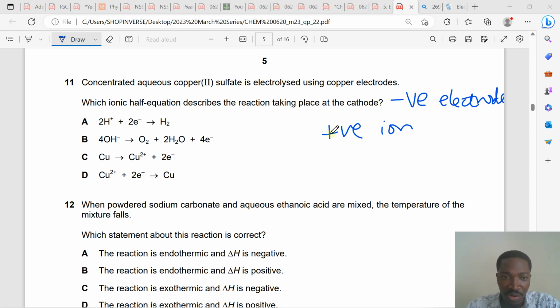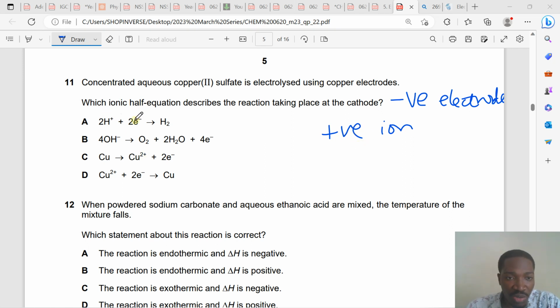The cations are the positive ions. So when the cations get to the negative electrode, what happens? They will accept electrons, which are negative charge, and become free metals. Do not forget the positive ions. Of course, metals have the positive oxidation number.